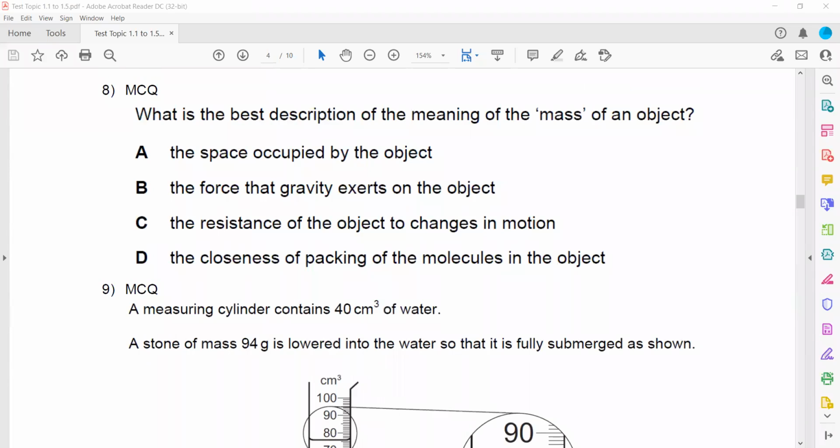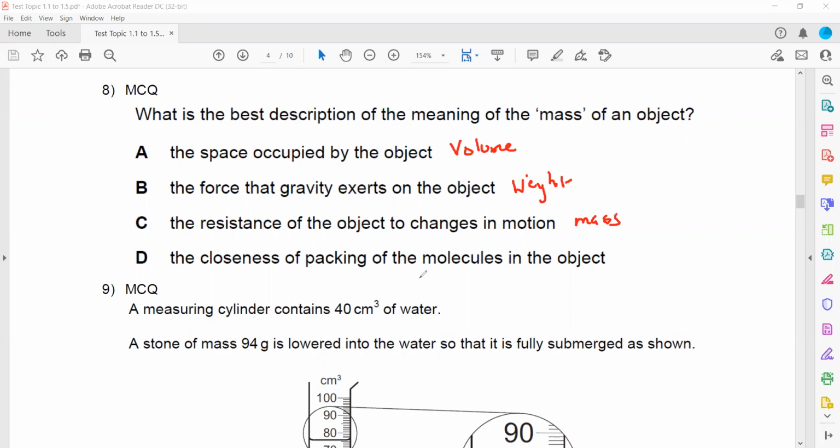In question 8, what is the best description for the mass of an object? Space occupied by the object is actually the volume. The force of gravity exerted on the object, that is equal to weight. The resistance of an object to change the motion, that's inertia, or that is due to the mass.